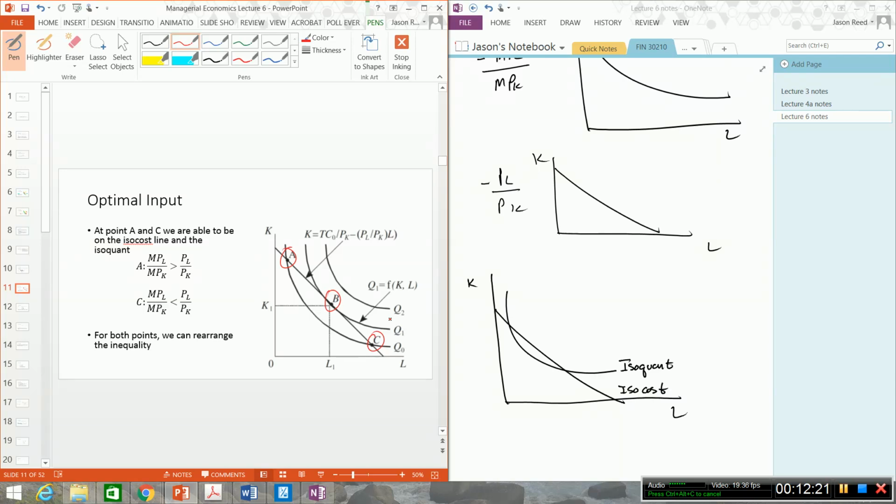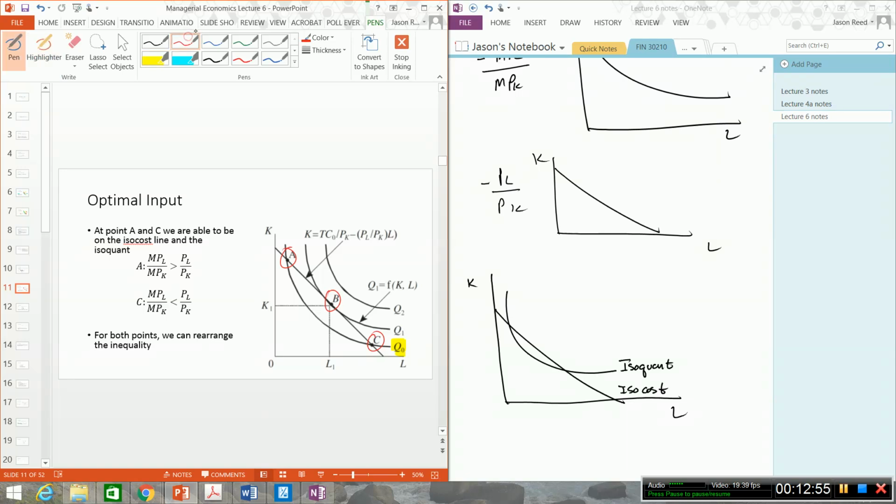And so point A is interesting because what it tells us is that we're on our cost function. We're on our iso cost line, meaning that we've exhausted our entire budget. We're using the amount of capital and labor that, given the prices of capital and labor, add up to our cost. What it also says is that we're on our isoquant, that we could make Q sub naught at A. We could also make Q sub naught at C. But the problem is, we feel that we could do better. We could make more from the resources we have right now.